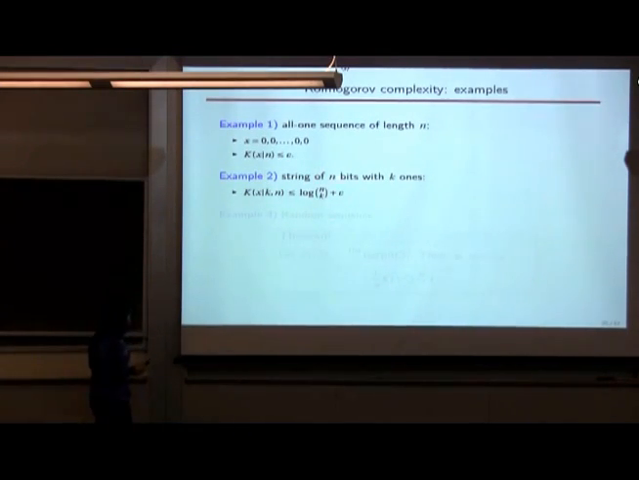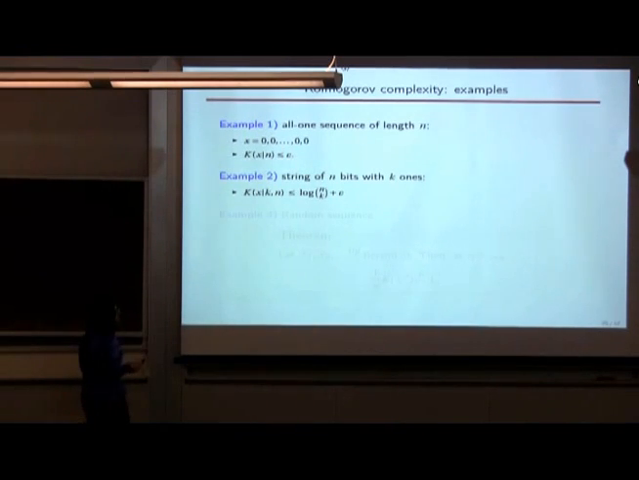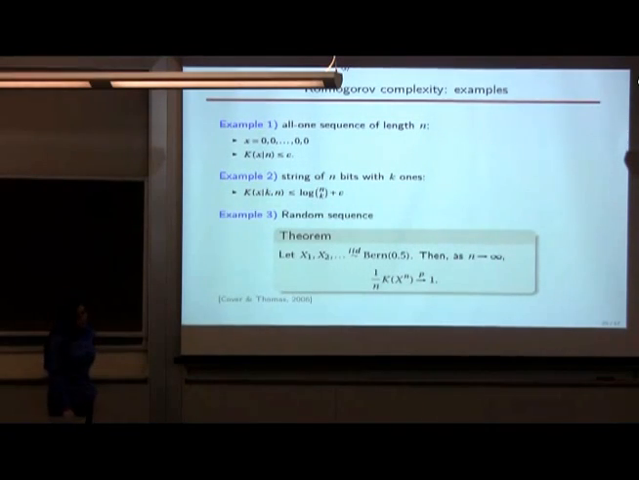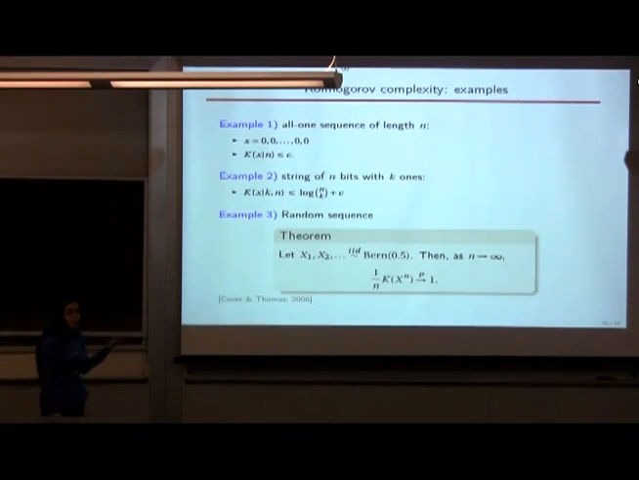Since I have these many sequences, the log of this number will give me an upper bound on the Kolmogorov complexity of X. And now, unlike before, if k is proportional to n, this quantity can grow with n as well, and these sequences are potentially complex. If I have a random sequence, totally random, Bernoulli half, then 1 over n times the Kolmogorov complexity of x^n converges to 1 in probability. So such sequences have complexity of order n, close to n. These are highly complex sequences.